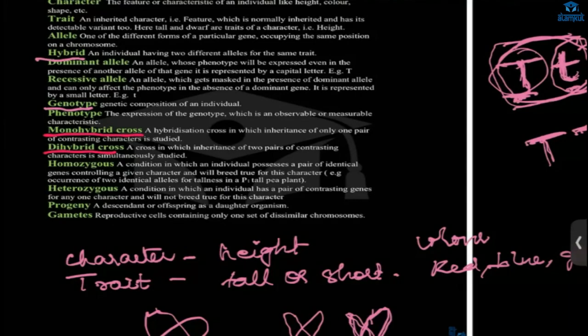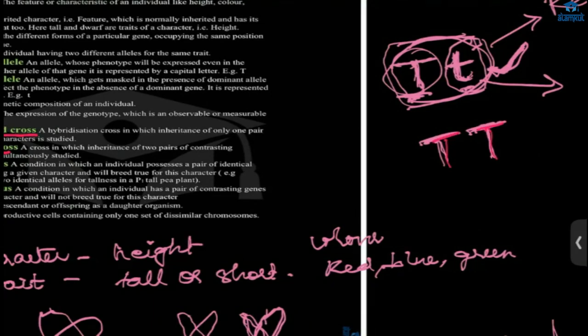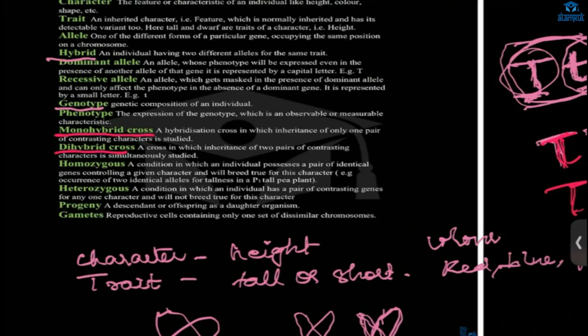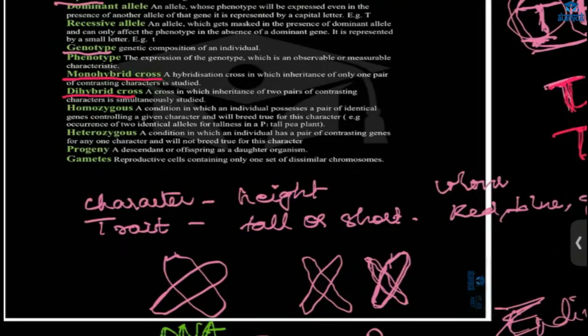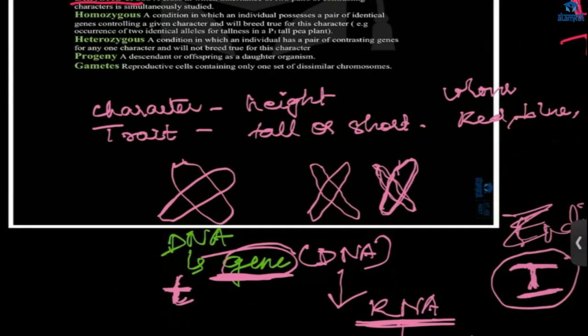Then homozygous and heterozygous. Homozygous meaning the alleles, the genes are identical. That condition is called homozygous. And if it is different, that means it is heterozygous. Gene means offspring. Gamete, female gamete. Gametes. So, what is male gamete? And female? Here only the reproduction happens, and here only the gametes have chromosomes and the variation will occur.